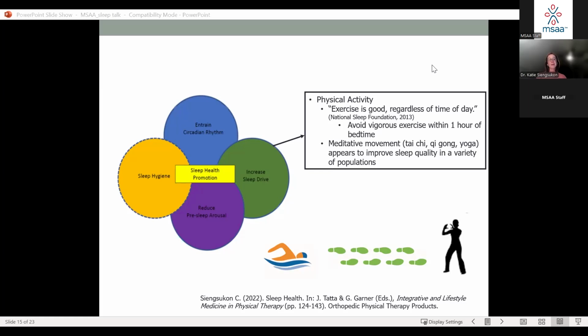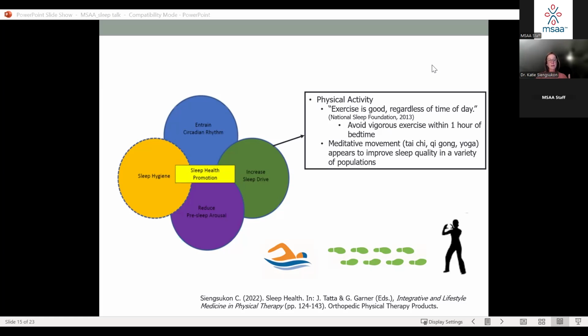You've maybe heard that you shouldn't exercise within 2 to 3 hours of bedtime, but there was this big national poll that was done, now it's about 11 years ago, where they looked at people who exercised within 4 hours of bedtime or more than 4 hours of bedtime, and they found that there was no difference in ability to sleep. So the recommendation is exercise is good regardless of time of day.